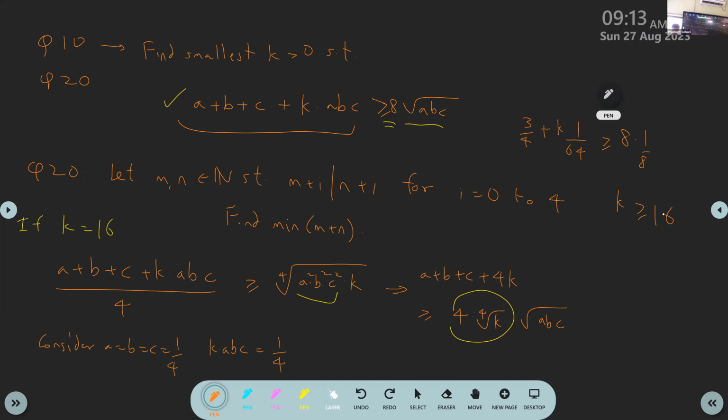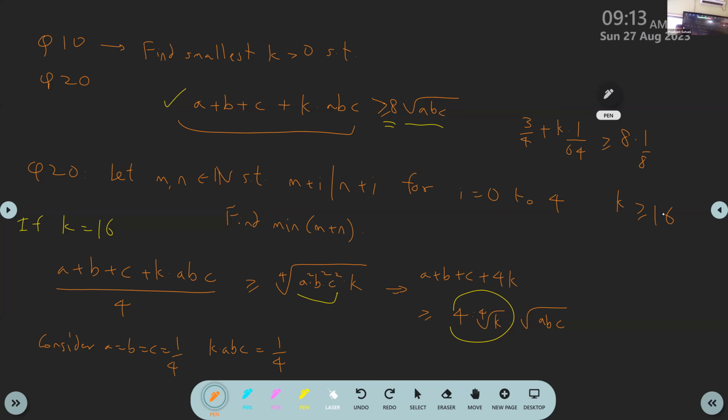So we can write n plus i as n minus 1 plus i plus 1. And i plus 1 divides i plus 1. So i plus 1 must divide n minus 1. So n minus 1 is the GCD of all i plus 1, or rather a multiple of the LCM of all i plus 1.